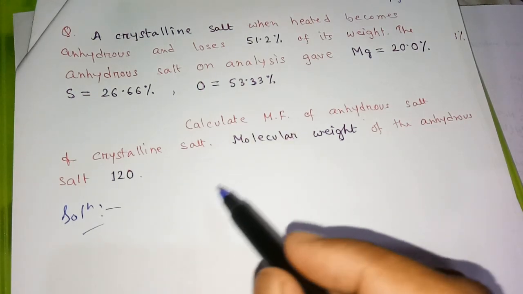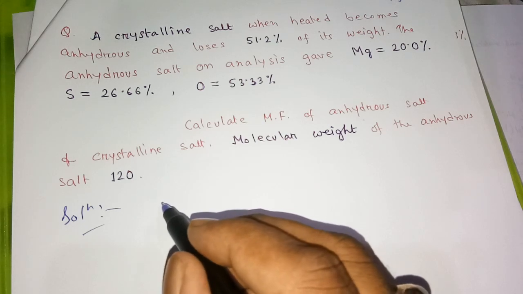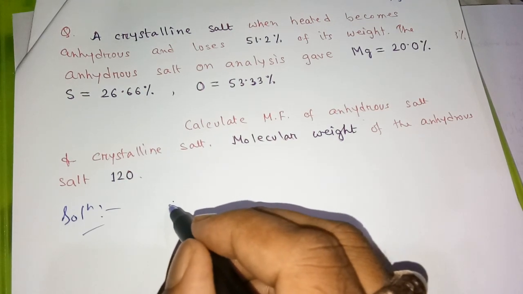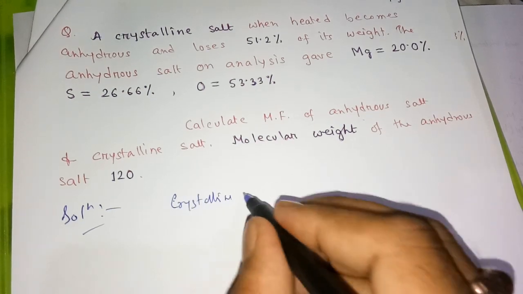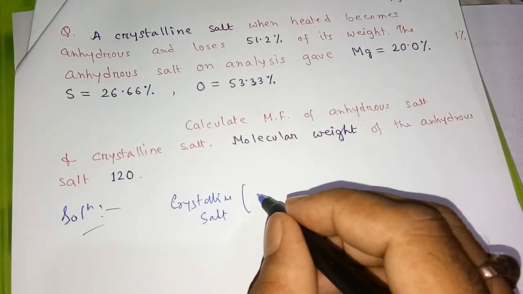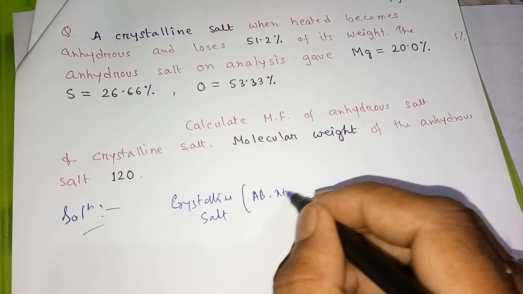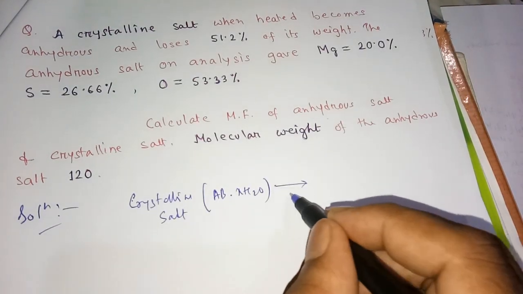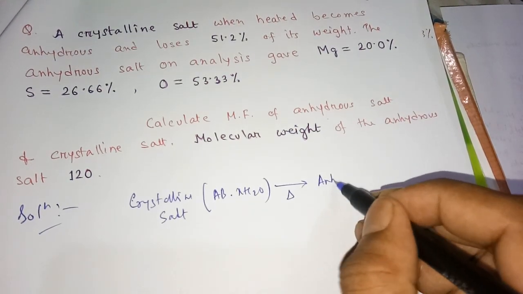Molecular weight of the anhydrous salt is this. So students, actually if I have a salt, let us consider a salt, if I am taking the crystalline salt, your crystalline salt actually contains some water. If you have AB as the salt, it contains some water. Now when you heat that one, then what will happen? We are getting anhydrous salt.